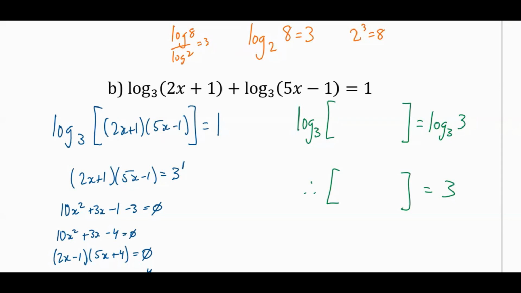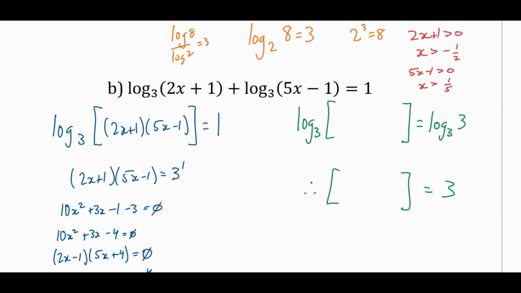What's really important about logarithms? Restrictions. Remember this? 2x plus 1 has to be greater than 0. The argument of a logarithm can't be 0 or negative. It's got to be greater than 0. So x has to be greater than negative 1/2. And 5x minus 1 has to be greater than 0. So x has to be greater than 1/5.